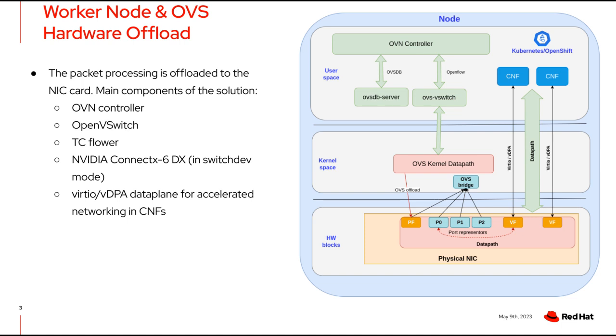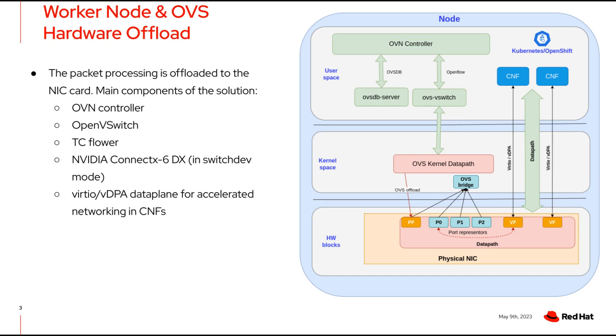The NIC is being configured in switchdev mode, an abstraction layer which provides open standard Linux interfaces and ensures that any Linux application can run on top of it. These interfaces are called port representors and they are added to the OVS bridge. Finally, to conclude, on the right side of the diagram, CNFs are bound to VFs through the standard Virtio vDPA data path. So, how does it work in terms of packet processing?